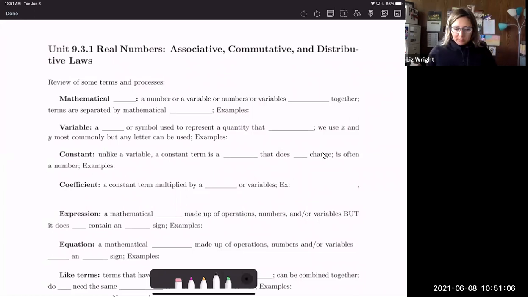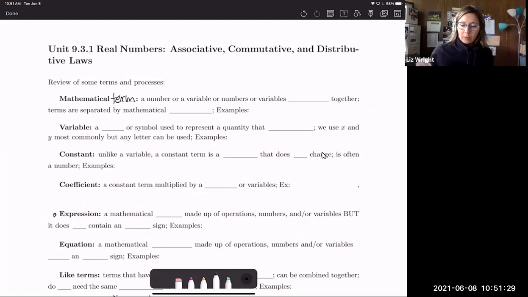All right, so this first page is a bunch of definitions. So we're going to do that first. This first blank is mathematical term. A mathematical term, we use that when I say how many terms are in this expression. An expression you're going to see is another one of our definitions. But let's first talk about what is a term.